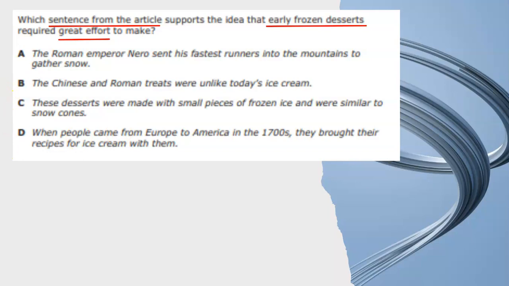I'm going to read my answer choices. A, the Roman Emperor Nero sent his fastest runners into the mountains to gather snow. B, the Chinese and Roman treats were unlike today's ice cream. C, these desserts were made with small pieces of frozen ice and were similar to snow cones. Or D, when people came from Europe to America in the 1700s, they brought their recipes for ice cream with them. So now that I know what my answer choices possibly are, I want to go to my notes.